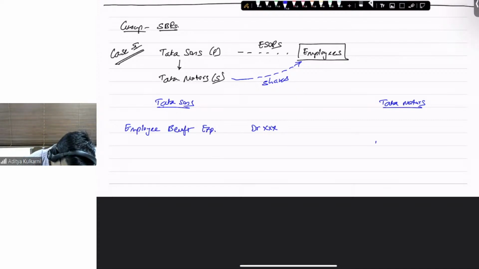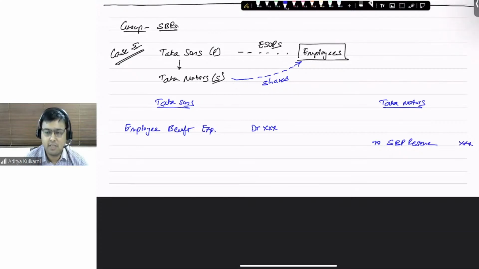Can Tata Motors credit SBP reserve? Definitely. वो करेगा भी, because it is the one who is ultimately going to issue the shares. But can Tata Motors debit employee benefit expenses? Answer is no, because technically speaking, the employees have not worked for Tata Motors at all. तो एक परिवार में service is provided somewhere else, reward is coming from somewhere else. So therefore, reward is credited in Tata Motors because Tata Motors is going to issue the shares, whereas the cost is debited in Tata Sons because the employees have worked in Tata Sons.